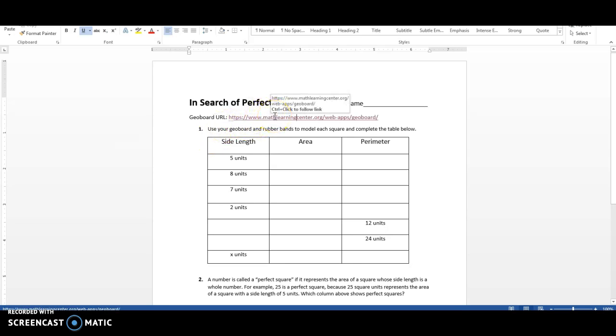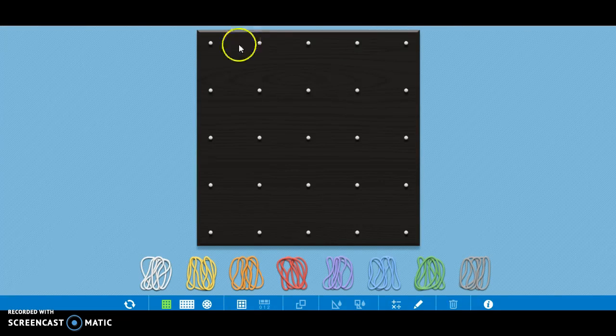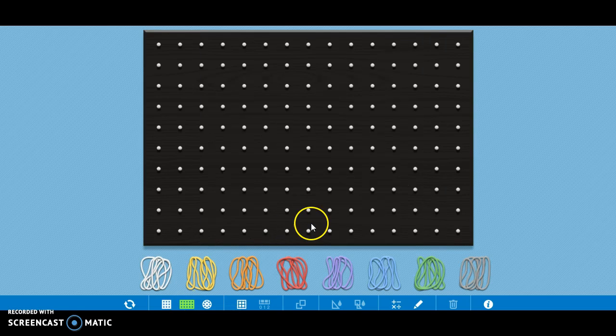But first we need to get there. So in order to go to our geoboard, we need to go to our worksheet and go to this link. This will bring us to where we need to go. Alright, so this is our geoboard. We're going to want to press this rectangular board because we're going to want a lot of space. So let me show you an example of how to show a perfect square with these.